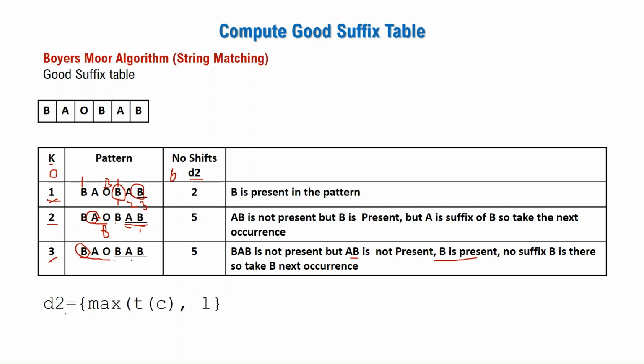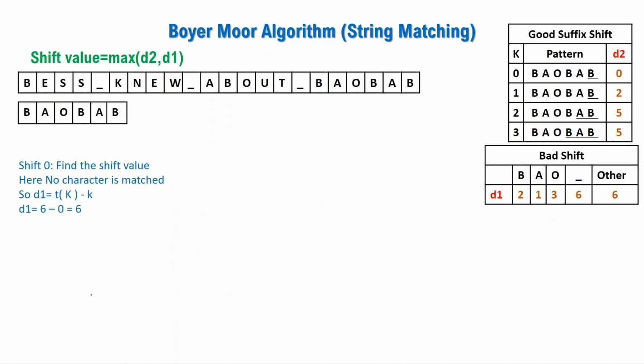And how to find the D2 value here? This D2 is nothing but the shifting value. How is this shifting value calculated? Based on this formula: maximum of T of C comma 1. Whichever you find as the maximum value, just consider that and take it as the pattern shift value.